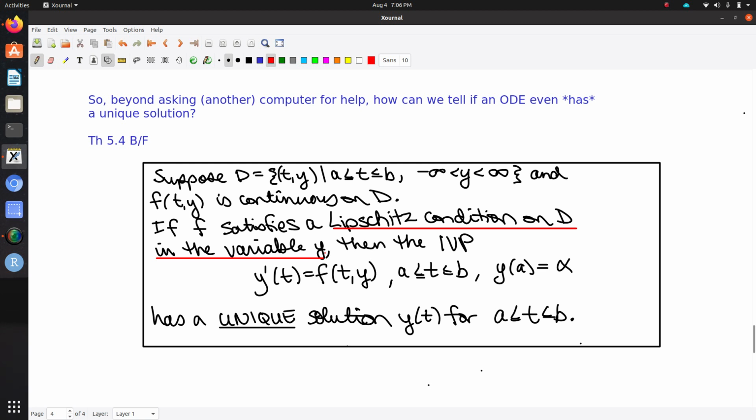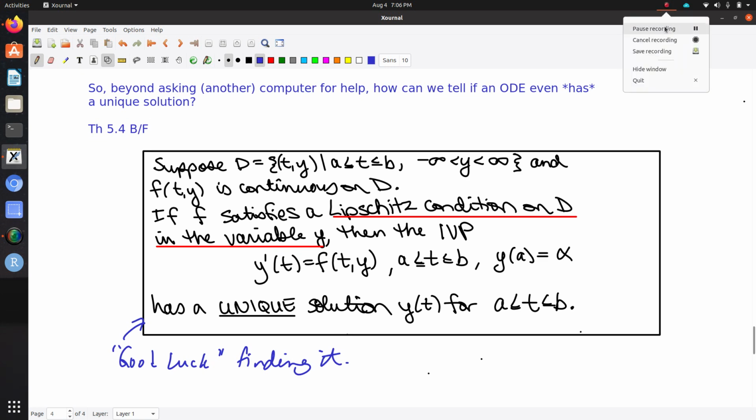Okay, so first of all, just because it has a solution doesn't mean it's going to be easy. So good luck finding it, and we'll talk about that. But this bit is not talking about whether or not it's easy to find. It's just telling you that you can find it. So I have to tell you what a Lipschitz condition is.